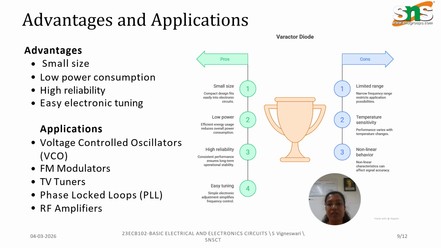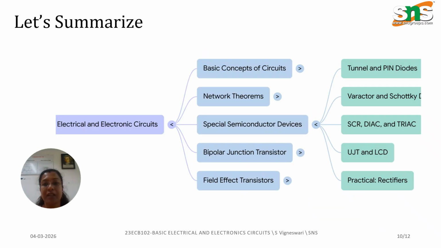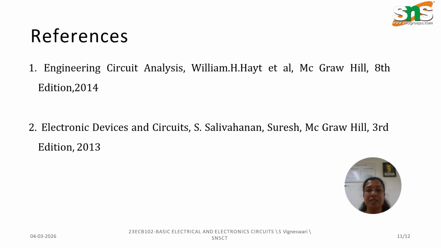Advantages and applications. The varactor diode has several advantages such as compact size, low power consumption, and high reliability. Its main applications include voltage controlled oscillators, FM modulators, and tuners. Let's summarize: the varactor diode is a reverse biased PN junction device that acts as a variable capacitor.